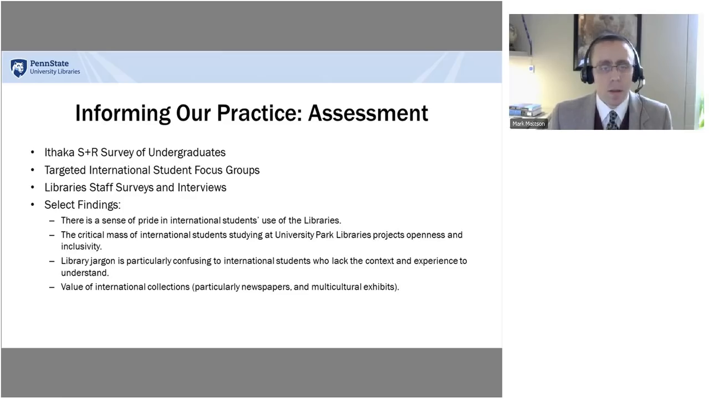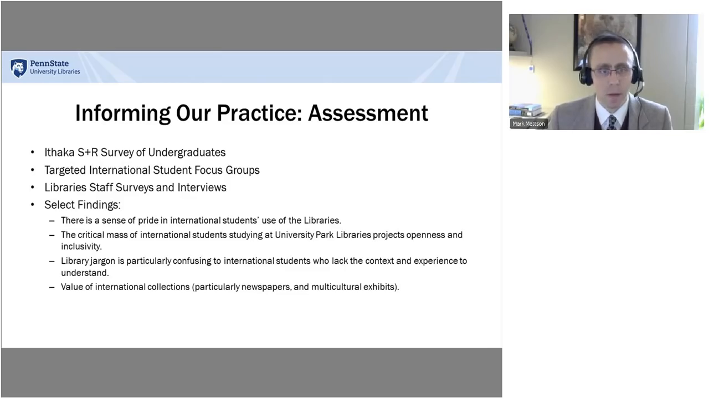We also found out that there needs to be a critical mass number of international students studying at the university library to project an open and inclusive space that other international students want to join in. Many times we heard from students that it's because there's so many other international students here that they feel like this is the place to be for studying and even socializing.